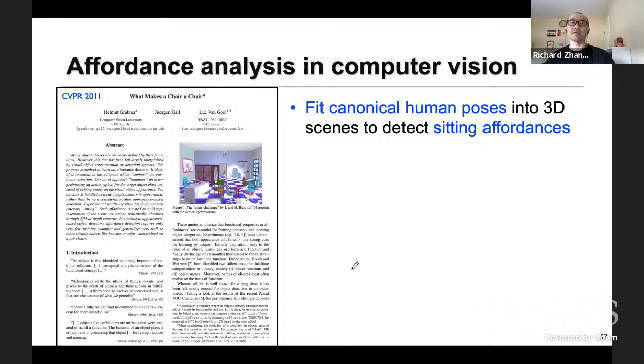When I think of affordance analysis in computer vision, I always go back to this very classical paper from CVPR 2011. It was called "What Makes a Chair Chair?" So there the idea is to try to categorize object in a scene, but instead of using appearance attributes, right? They try to fit a canonical human pose, like a sitting pose. So you have a canonical sitting pose, and then you try to fit that pose into maybe your scanned 3D scene, and then you're able to identify places where a person can sit, right?